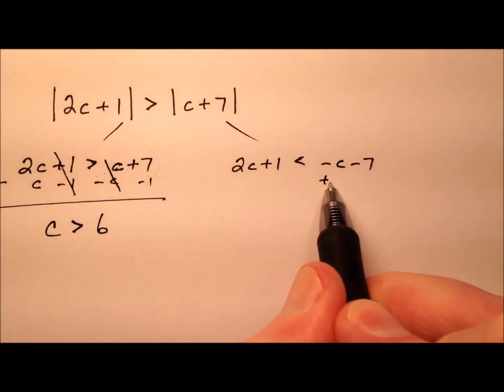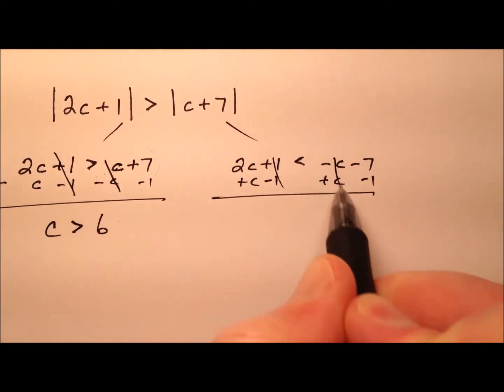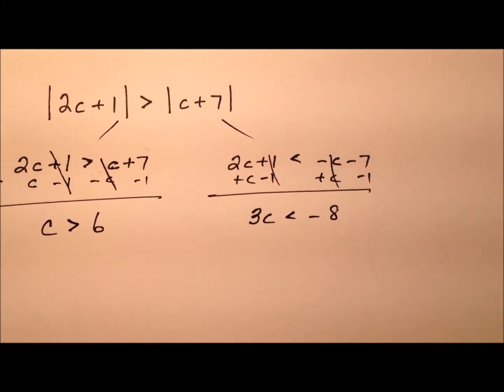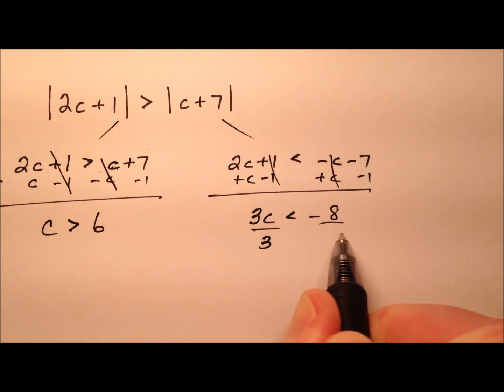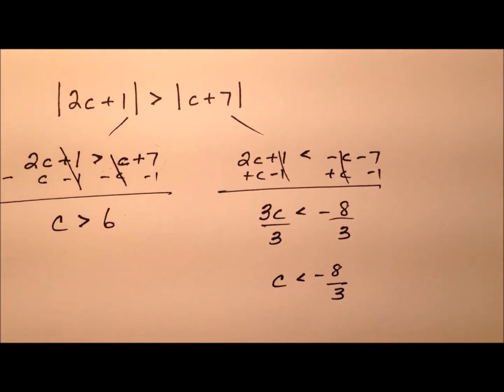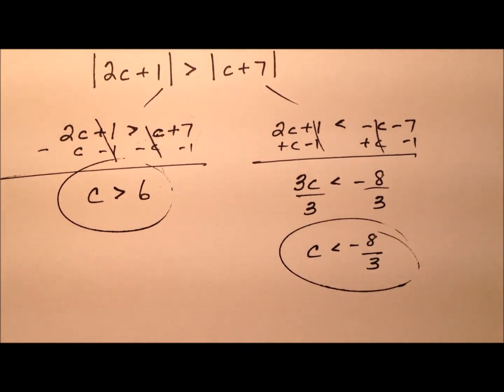Okay, and for this one I'm going to add c to both sides and subtract 1. So it looks like 3c is less than -8. When I finish solving here, I'll have c is less than -8/3. So I have two inequalities, two parts here.